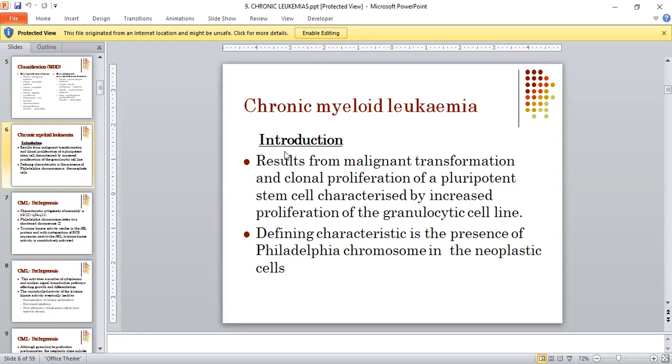So this one results from malignant transformation and clonal proliferation of a pluripotent stem cell, characterized by increased proliferation of the granulocytic cell line. That means, of course, the granulocytes are the BNEs, so that just points to it being myeloid. As I mentioned, the defining characteristic is the presence of the Philadelphia chromosome, and I mentioned that is shortening of chromosome 22.